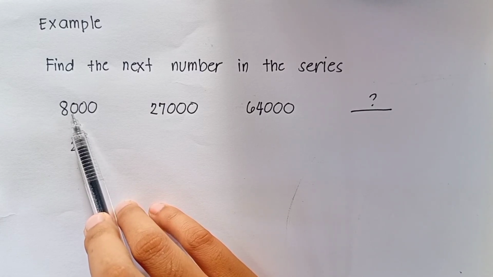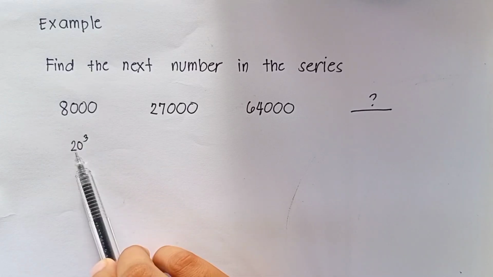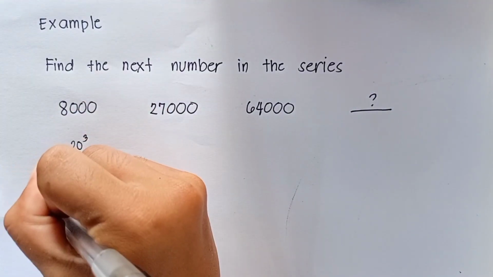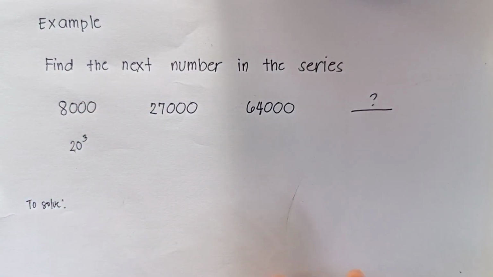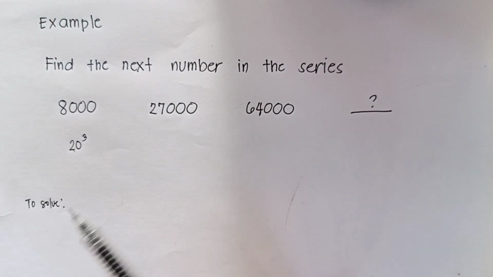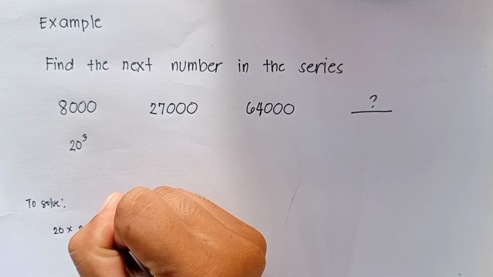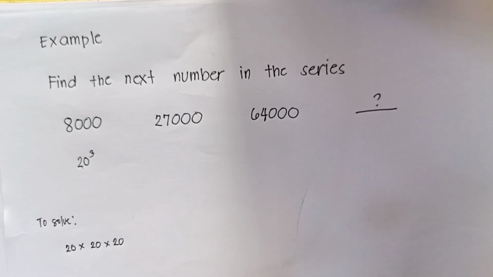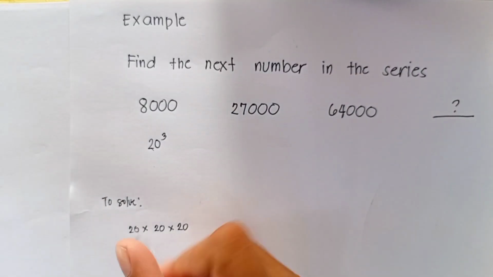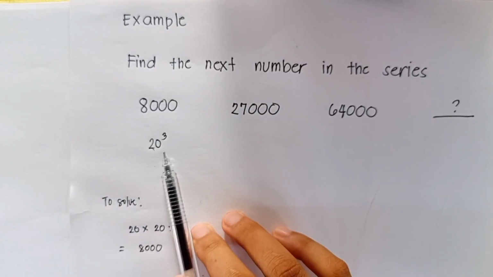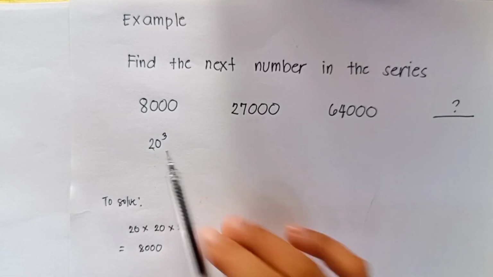So therefore, the perfect cube number of 8,000 is 20 to the power of 3. So to solve this, let's multiply the number by itself 3 times. So 20 times 20 times 20 is equal to 8,000. So therefore, 20 to the power of 3 is a perfect cube number of 8,000.